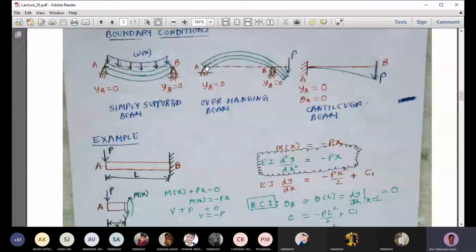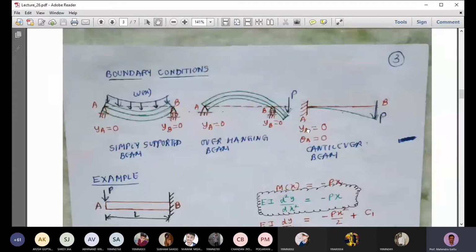Similarly, we can look at this overhang beam. At point A and point B, there are these supports. So they prevent the movement in the y direction. So we have y of A is 0 there, and y of B also is 0. So y at x equal to 0 is 0, y at x equal to L is 0. And here we have a cantilever beam, fixed at A and free at B. So what is happening here? The translation is prevented and rotation is prevented at A. Translation means x and y, there is no motion, and theta also, there is no rotation. So y at A is 0, and since there is no rotation, theta at A is 0. So these are the boundary conditions.